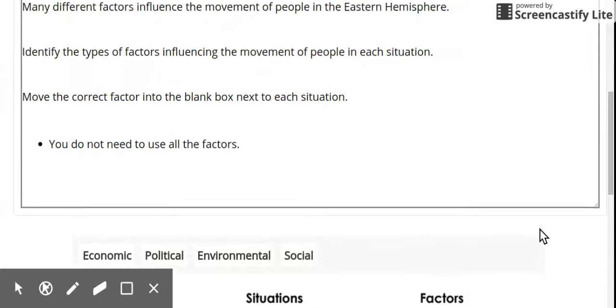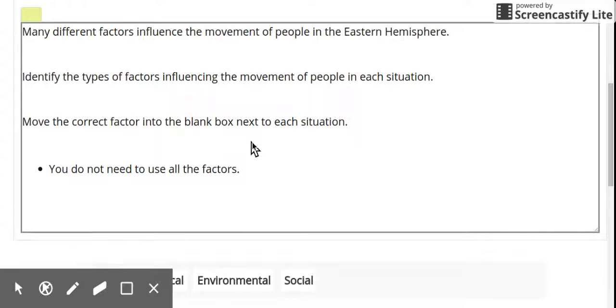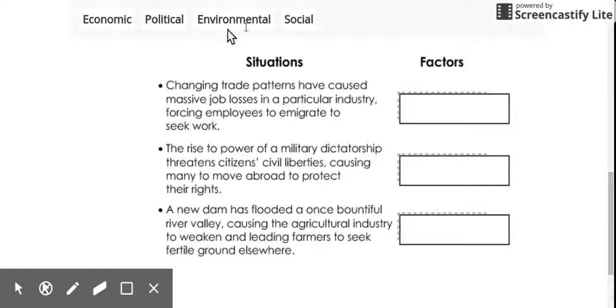All right, this question here says many different factors influence the movement of people. Identify the type of factors influencing the movement of people in each situation. Move the correct factor into the box. You do not need to use all the factors. We've been going over these things off and on throughout the year and different reasons to move. So let's read these and decide.